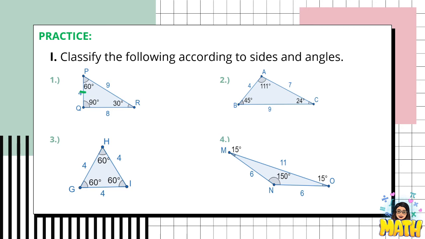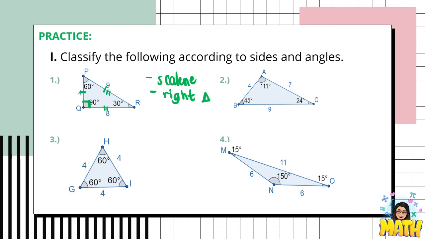For number 1, all of the sides here are not equal to each other. Therefore, this one is scalene. While for the angles, we have 30, 60, 90. One of it measures exactly 90 degrees. Therefore, this triangle is right triangle.